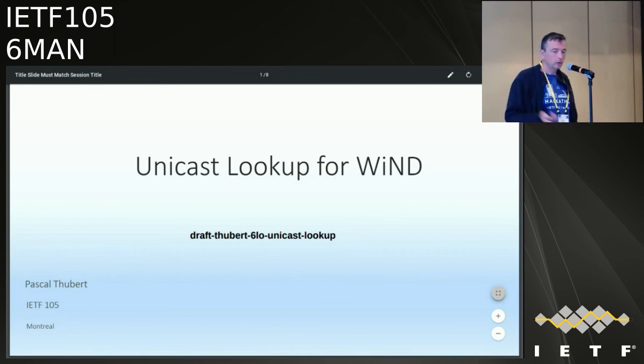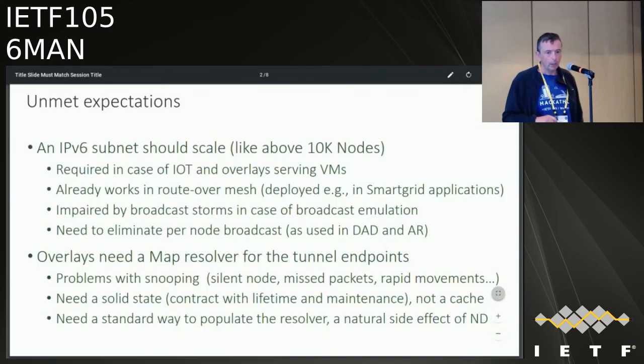One more. This one is not a 6man draft, but I don't know where it should live. We asked the question at 6lo, and the sense of the room and of the AD, if I remember well, was that it would be better at 6man than 6lo. So this is the logical continuation of the work that happened at 6lo. That work was really looking at the wireless side, trying to optimize multicast. But we realized that some of those aspects could be ported to a more general usage. So what do we try to address here?